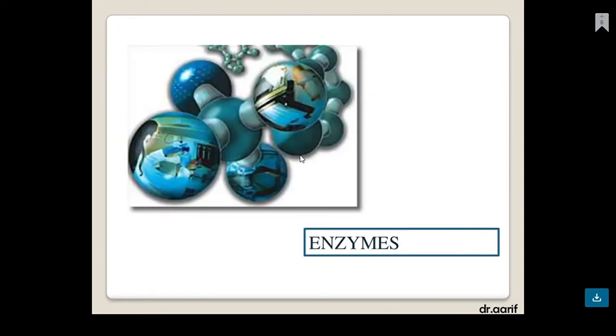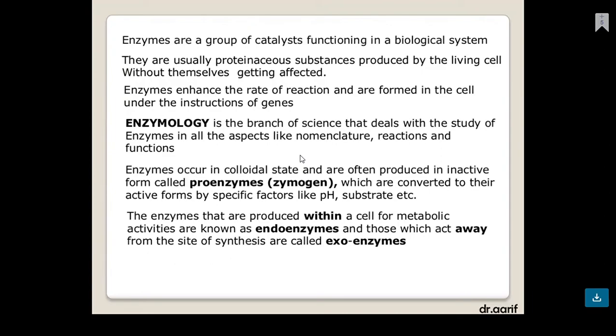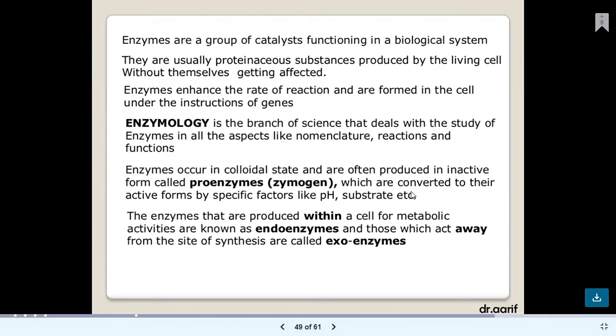And you have enzymes, which are the group of catalysts functioning in biological systems. Enzymology is the branch of science that deals with the study of enzymes. They are usually proteinaceous substances that are produced by the living cell without themselves getting affected. Enzymes enhance the rate of reaction and are found in the cells under the instruction of genes.